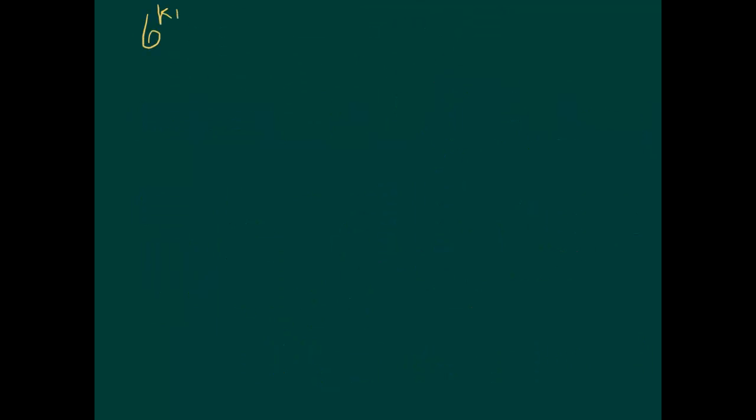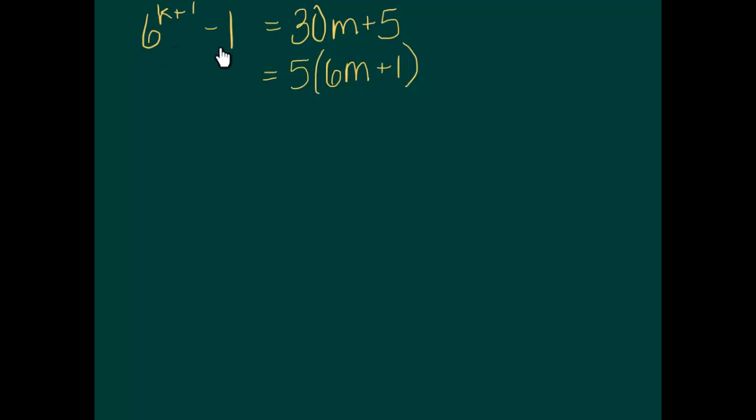Just to recap, we were starting with this, and we've shown that is equal to 30m plus 5 from my work on the previous slide. I'd like to know or see if this is equal to 5 times some integer. Well, turns out we can factor out a 5 from this expression, and we're left with 6m plus 1. So what this says is that 6 to the k plus 1 minus 1 is equal to 5 times something.